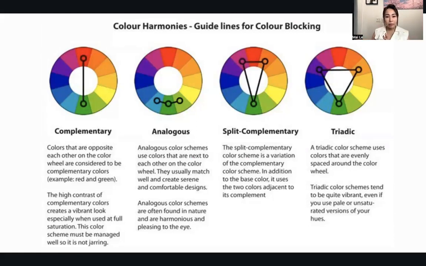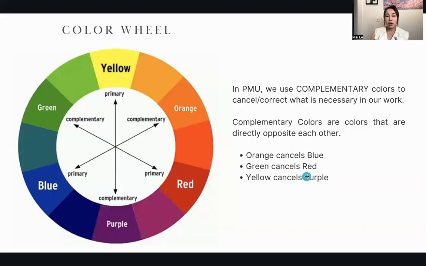When we're talking about complementary colors, they are colors that are opposite from each other. In permanent makeup, all we really use is complementary colors, colors that are opposite from each other. This comes in handy when we are correcting colors. It's still good knowledge to know the other ones too, but really all we're using is the complementary colors that are opposite from each other on the color wheel.